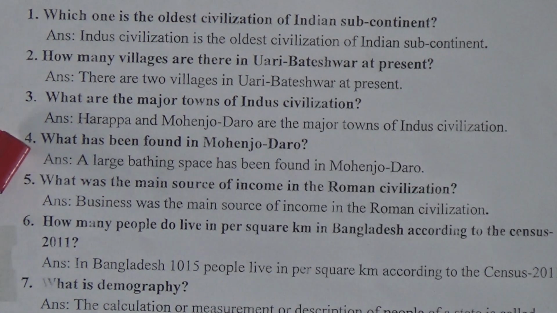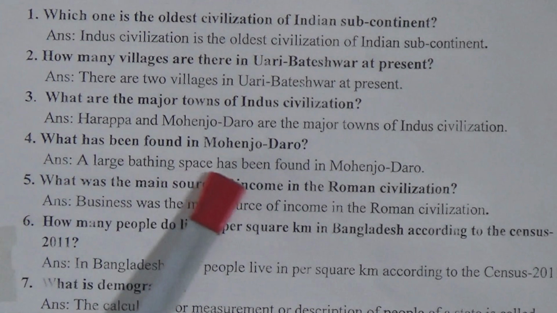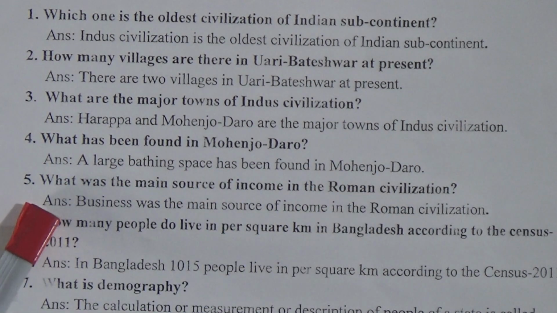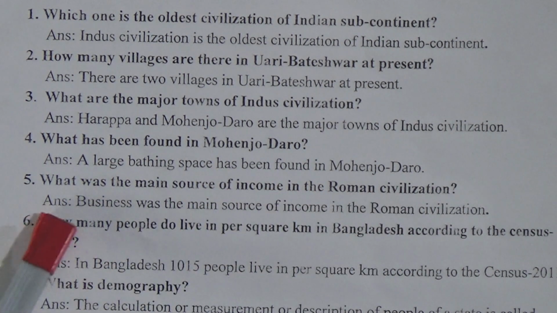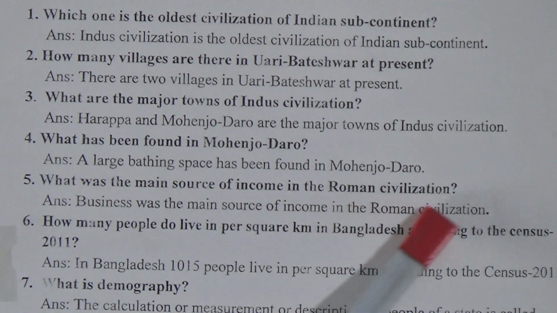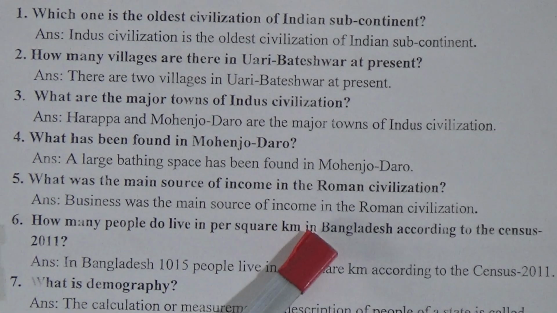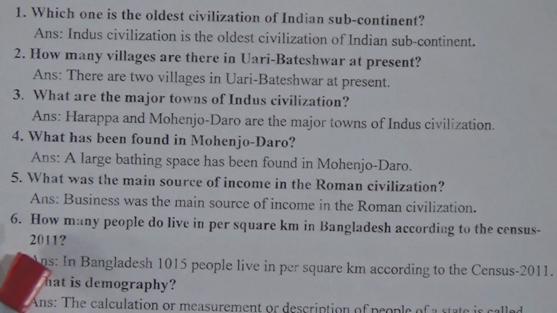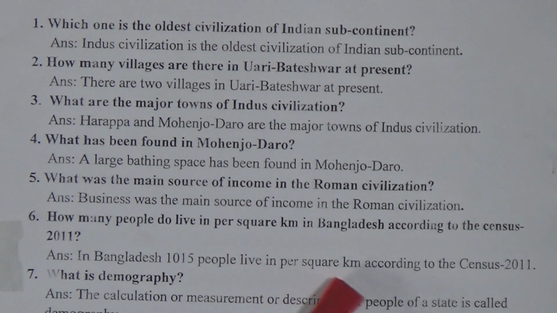Number 4, what has been found in Mohenjo-daro? A large bathing space has been found in Mohenjo-daro. Number 5, what was the main source of income in the Roman civilization? Business was the main source of income in the Roman civilization. How many people live per square kilometer in Bangladesh according to census 2011? In Bangladesh, 1015 people live per square kilometer according to the census 2011.